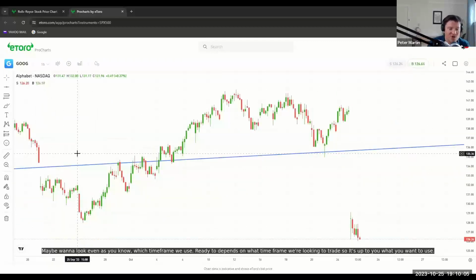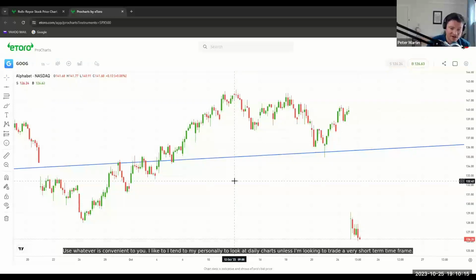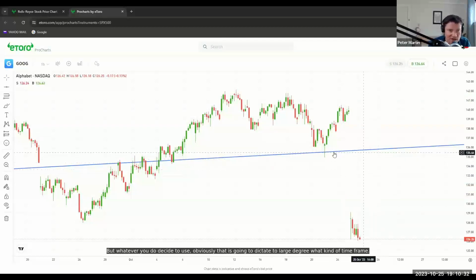Which time frame we use really depends on what time frame we're looking to trade. So it's up to you what you want to use. Use whatever is convenient to you. I tend to personally look at daily charts unless I'm looking to trade a very short term time frame. But whatever you do decide to use, that is going to dictate to a large degree what time frame it is sensible for you to be trading.